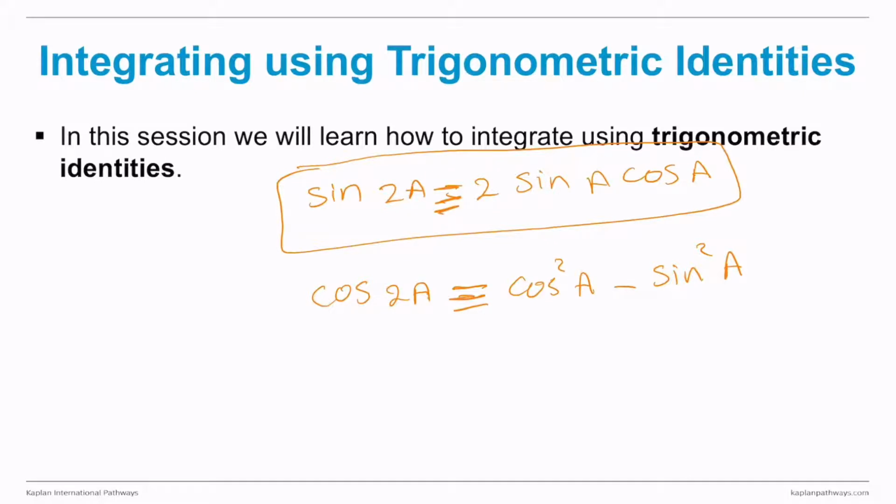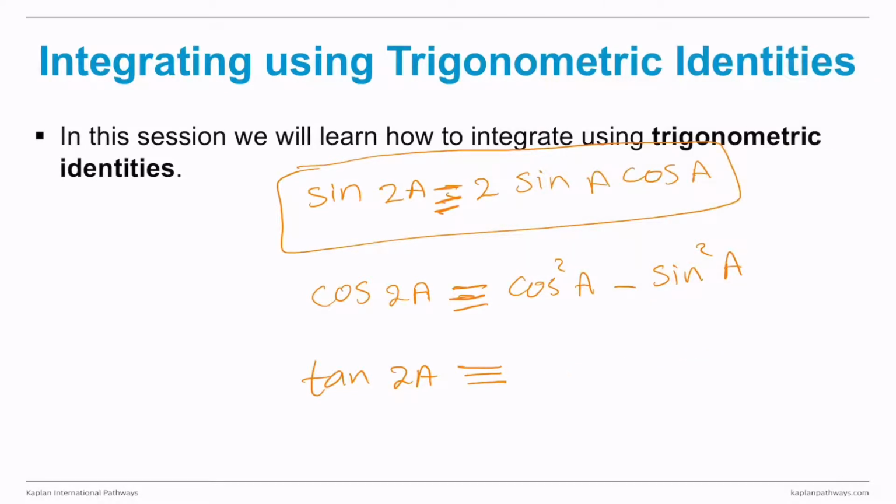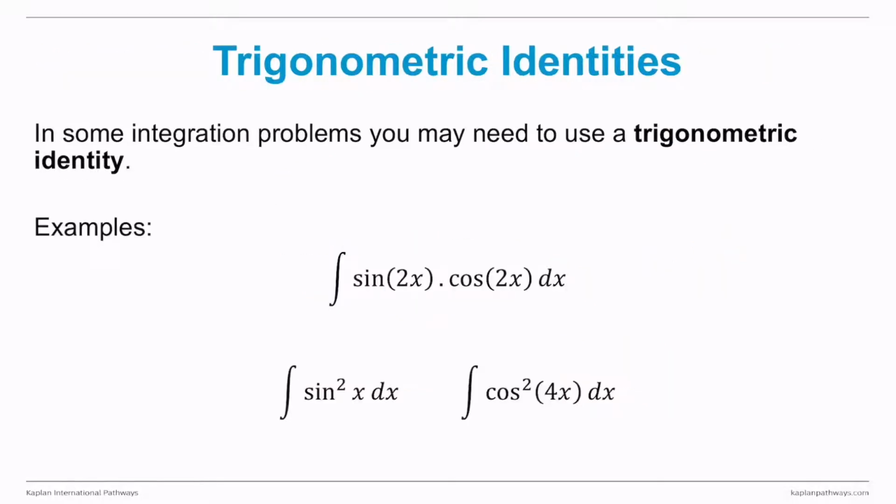And the last one is tan 2a, which is 2 tan a divided by 1 minus tan squared a. So these are three identities. I will show you now through the slides how it works.